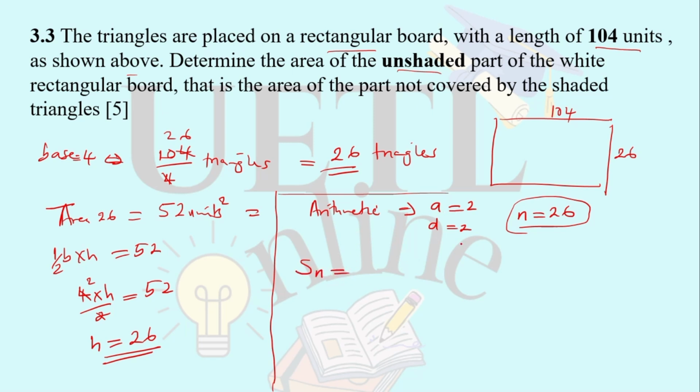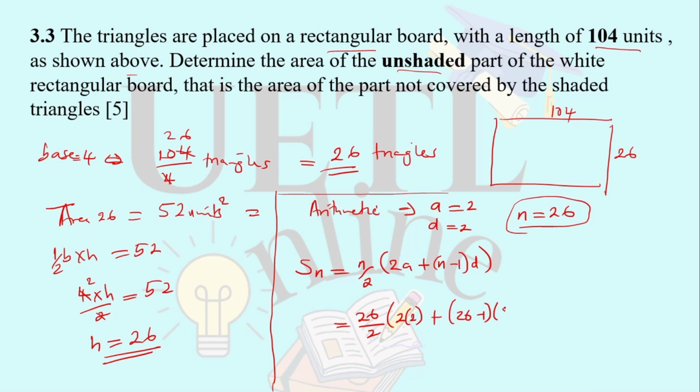Now, the sum of an arithmetic series is n over 2, multiplied by 2a plus n minus 1 multiplied by d. As easy as that. Now let's substitute. We're going to get 26 over 2, multiplied by 2 times our a, which is 2, plus n minus 1, which is 26 minus 1, multiplied by our d, which is 2.